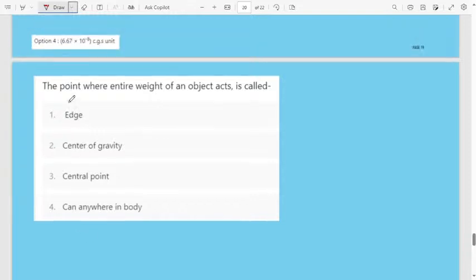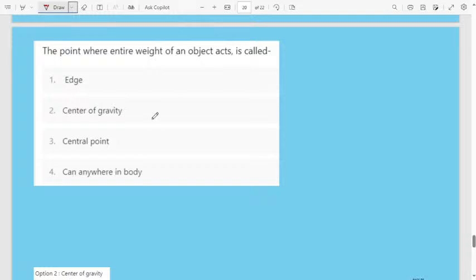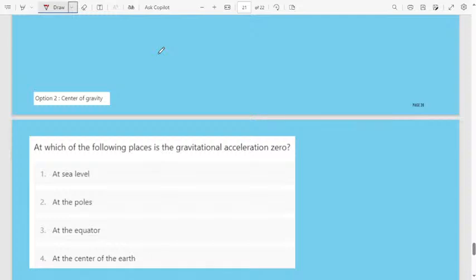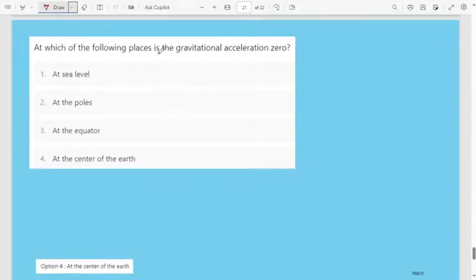Next one, I think this one is repeated. The point where the entire weight of an object acts is: first option H, second one center of gravity, third one central point, fourth one anywhere in the body. The point where the entire weight of an object is concentrated is the center of gravity. Let us move to the next question.